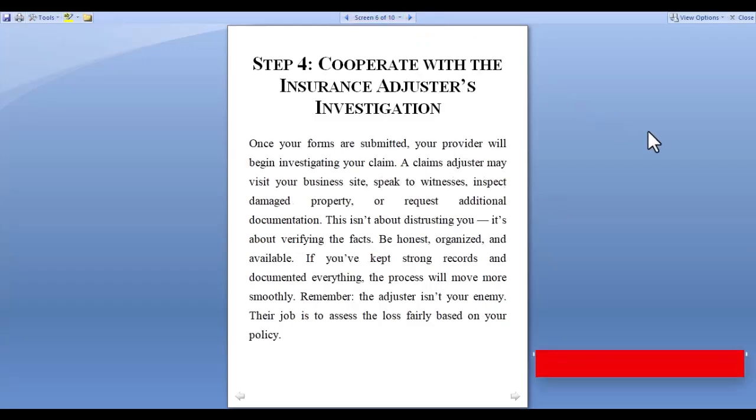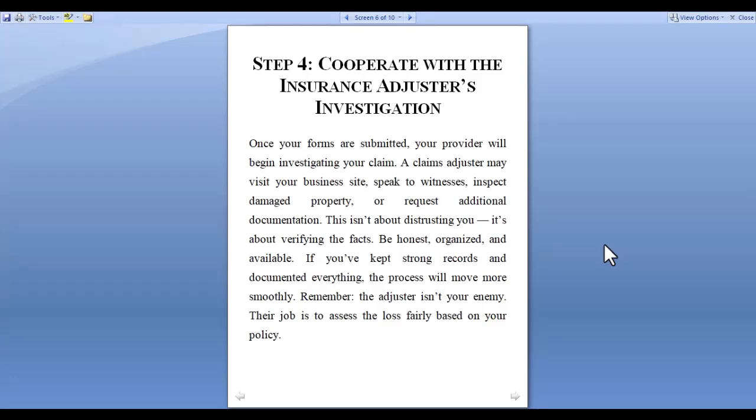The next page just says, step 4, cooperate with the insurance adjuster's investigation. Once your forms are submitted, your provider will begin investigating your claim. A claim adjuster may visit your business site, speak to witnesses, inspect damaged property, or request additional documentation. This isn't about distracting you, it's about verifying the facts. Be honest, organized, and available.